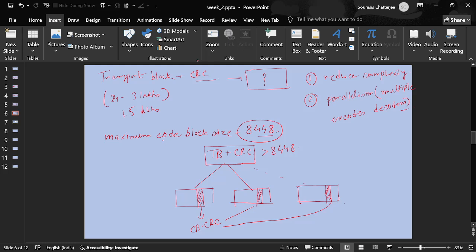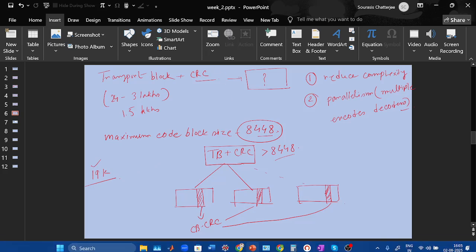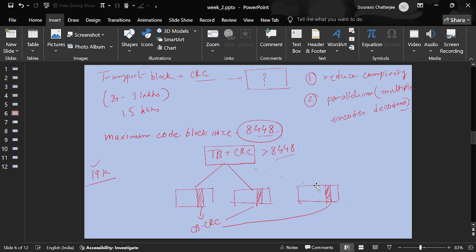So let's pick an arbitrary number. Let's say something like 19K is my transport block size, and this is the maximum input code block size. I'm not getting into the detailed math as of now. So how many code blocks do you think I'll require here if I have a 19K transport block size and the maximum size is 8448, of course? Three. Okay, I'll need 3 code blocks.